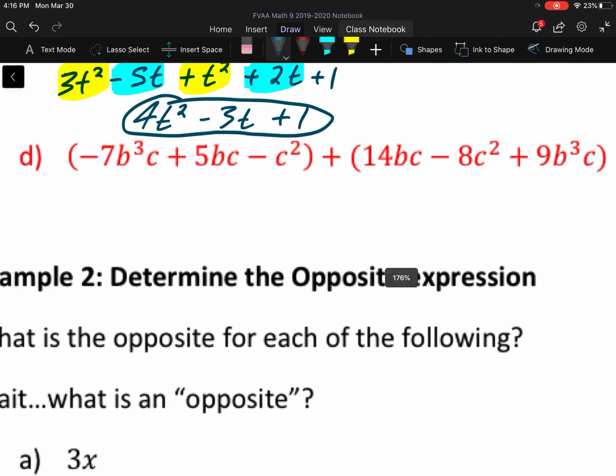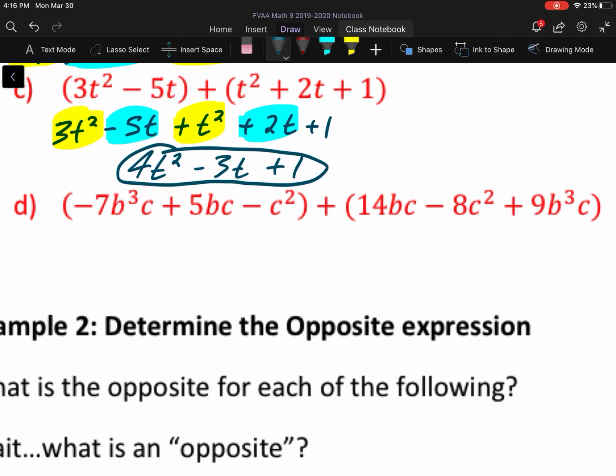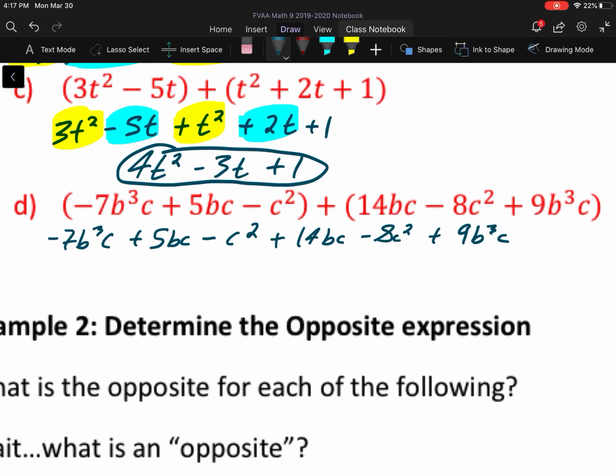Last one here of this example, same idea. We're adding polynomials so we can drop the brackets. I'm going to rewrite everything without brackets. Negative 7b cubed c plus 5bc minus c squared plus 14bc minus 8c squared plus 9b cubed c. All right, so brackets are gone.